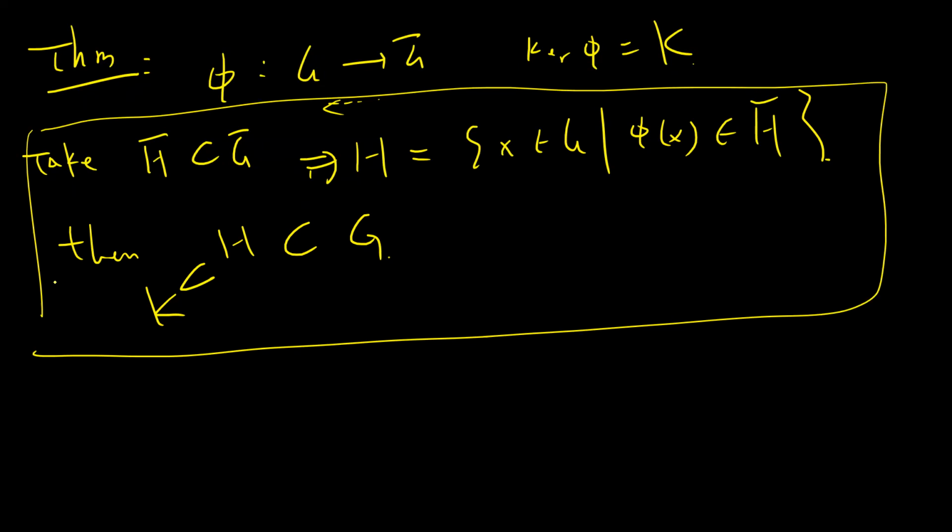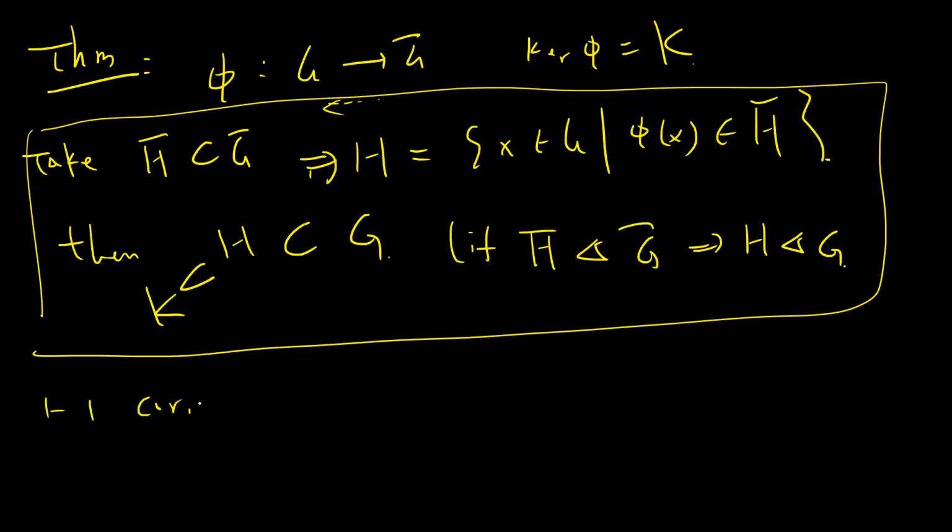Conversely, and also, if H bar is normal in G bar, then H is normal in G. And then this is a one-to-one correspondence. It means any H bar will give you only one H, and any H between K and G will correspond to another H bar, which is just a direct map. So this is the correspondence theorem.